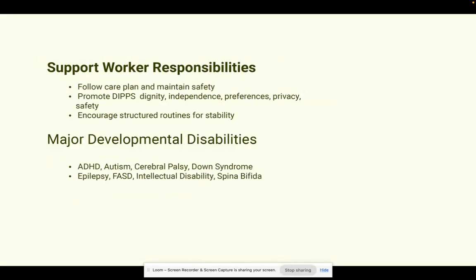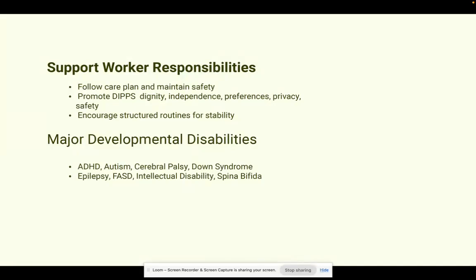So, what are the support workers' responsibilities? As a support worker for those with developmental disorders, you need to follow what's in the care plan and maintain safety for your clients and also for yourself. It's very important, right? You need to double check what the care plan is, what the meals are, what the ADLs are, and what activities need to be done with the client. You need to follow that.